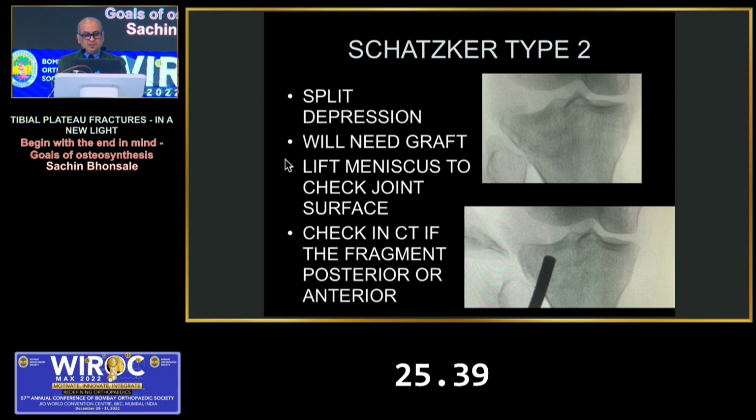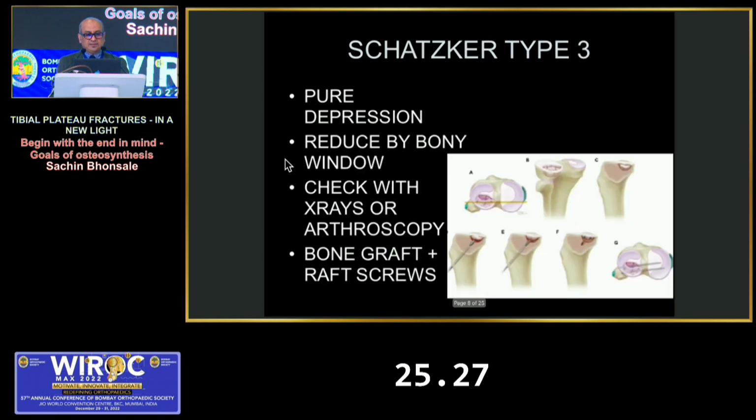That's one of the examples. But it's important to see whether the fragment is anterior or posterior. If CT is not available, intraoperative oblique views are really useful to assess where your fracture actually is. A type 3 fracture is a pure depression type of fracture of the lateral plateau. It's often seen in osteoporotic patients, and accurate elevation of the fracture is important, and raft screws with or without bone graft are useful.